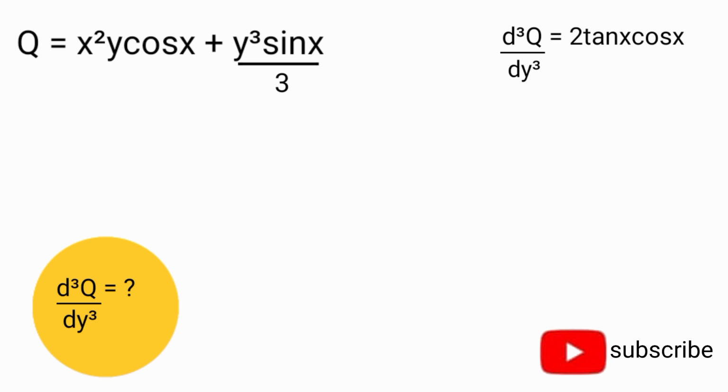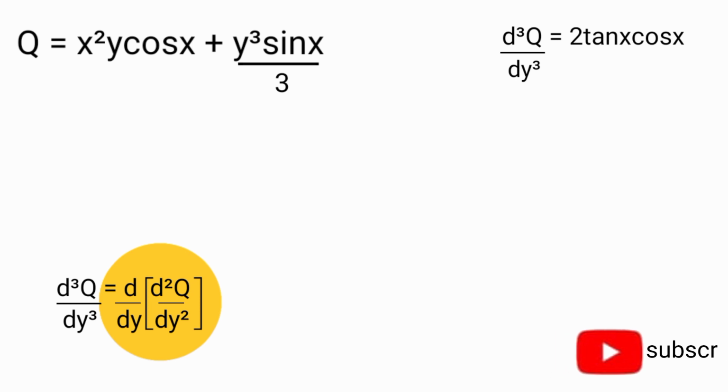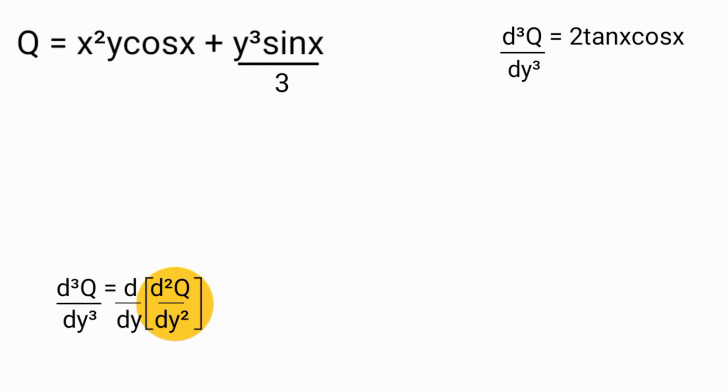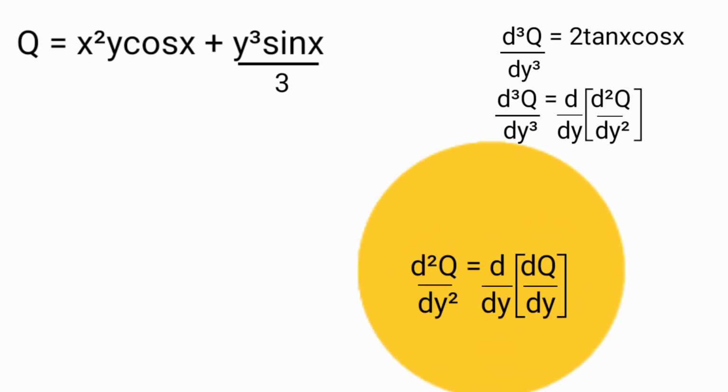As we all know, the third derivative of a function is the derivative of the second derivative. So d cube q dy cube is equal to the differential of d square q dy squared. d square q dy squared is also equal to the differential of dq dy. So what is dq dy?